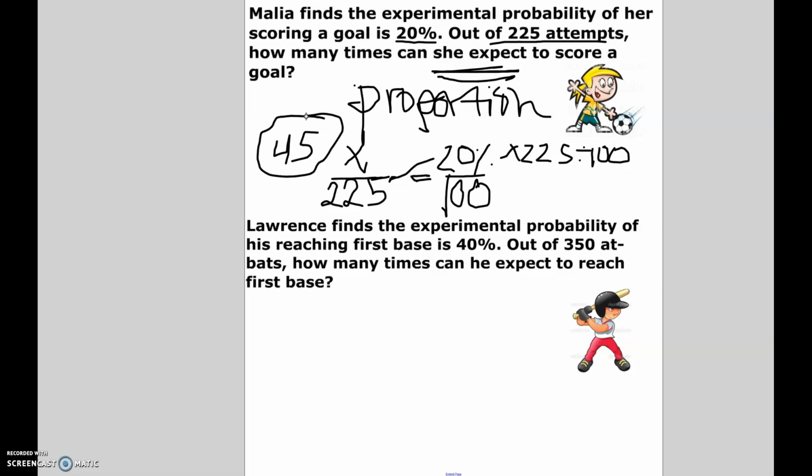Okay, let's try it again. You guys try this next one. Press pause, try it, and then come back and I'll show you the answer. Okay, all right, so we're going to do an equal sign first. Let me just try using the mouse and see if that's better than that pen. All right, he's got 40%, and that goes over 100.